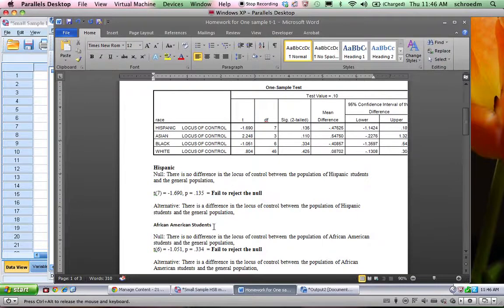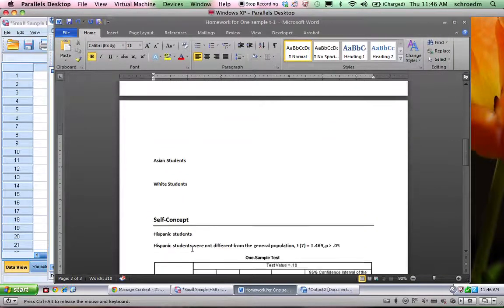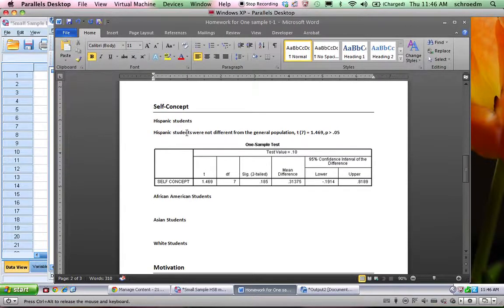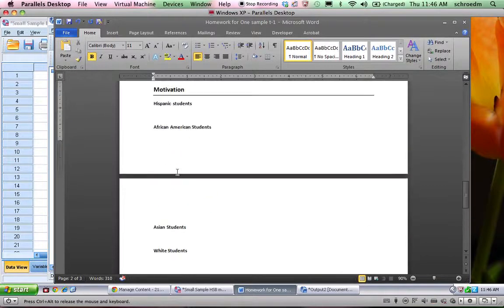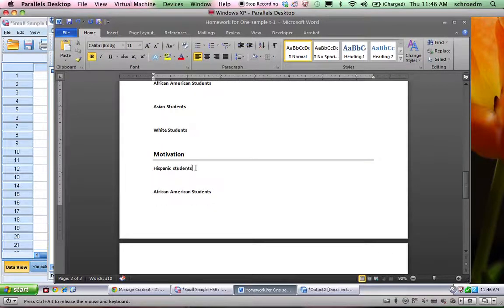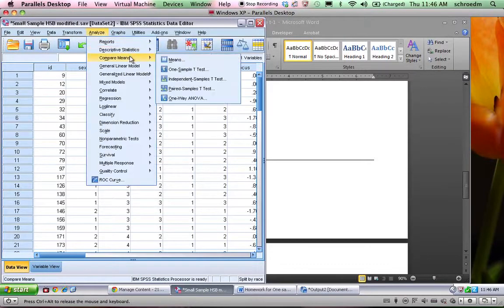So basically what I want you to do is do that also for the Asian students and the white students. I want you to then do it for self-concept for Hispanic, African American, Asian, and white students. Do it for motivation scores, and then do it for math scores. Now I'm going to do one motivation in here just to make sure that you do one thing, otherwise things will get messed up.